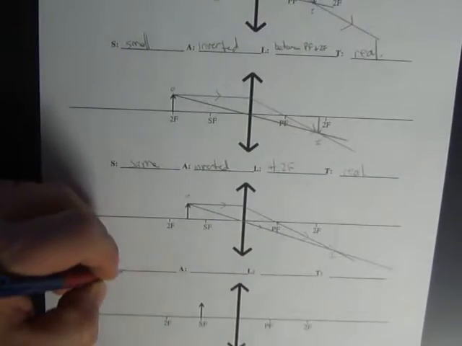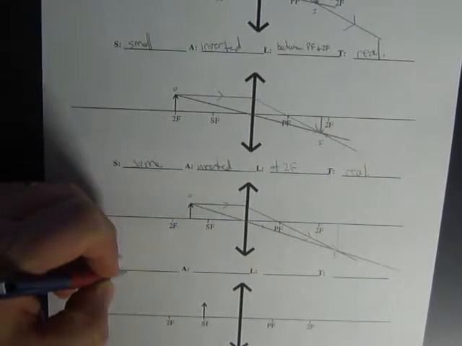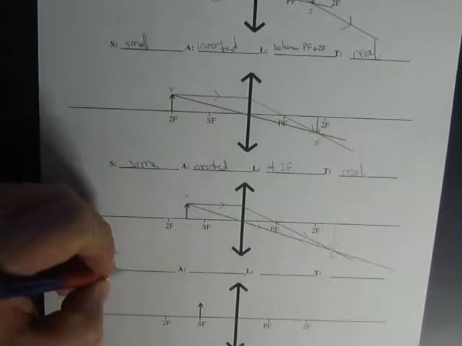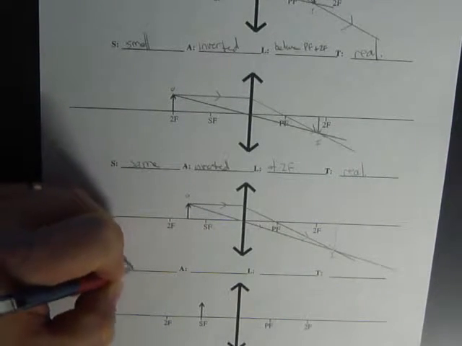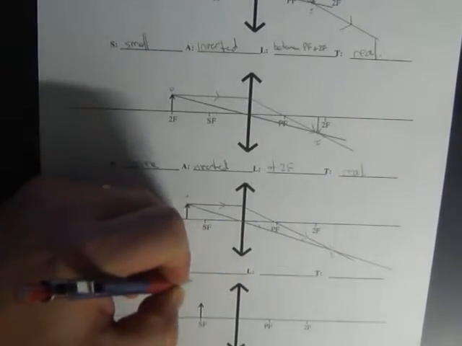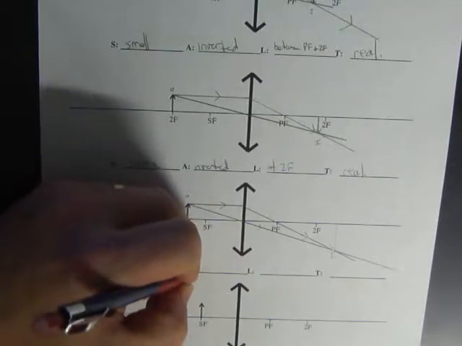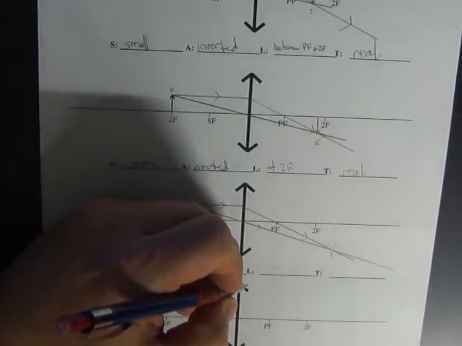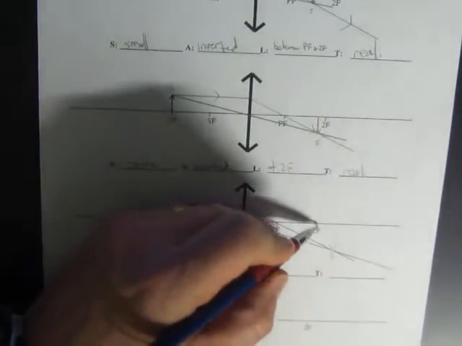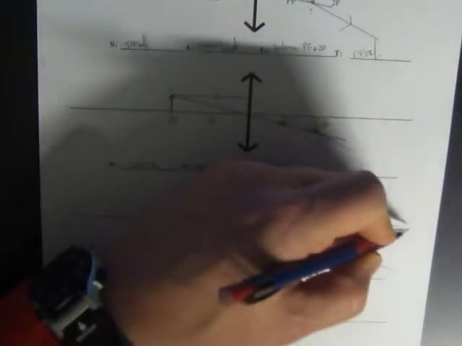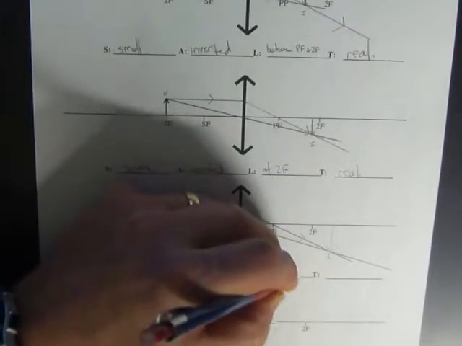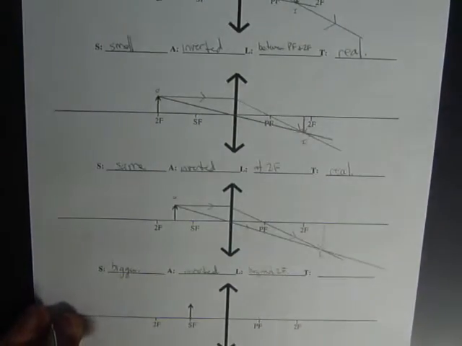I'm going to ask some questions here, and Cade's going to try to prevent his impulse answering. Size, Max? Bigger. Attitude, yep, Jake? Inverted. Location, just describe it compared to the closest thing. It's beyond 2F. Beyond 2F compared to the lens.